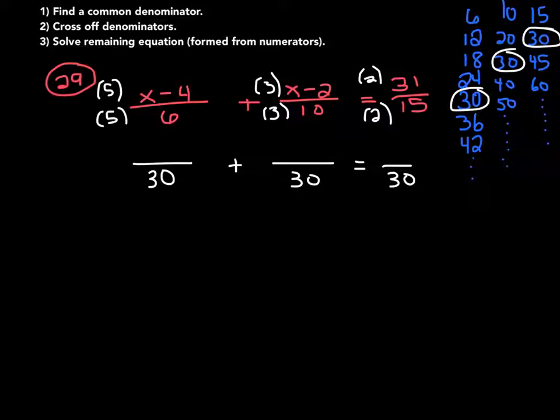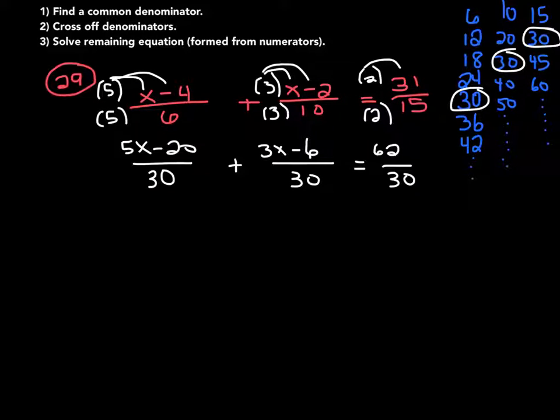Okay, so let's just multiply everything out. I'm going to distribute this 5 to the x and the negative 4. So 5 times x is 5x, and 5 times negative 4 is negative 20. And we've already said that 5 times 6 gives us 30 in the denominator here. Then 3 times x is 3x, and 3 times negative 2 is negative 6. And again, 3 times 10 gives us this denominator of 30. And finally, 2 times 31 is 62. And again, 2 times 15 gives us our common denominator of 30.